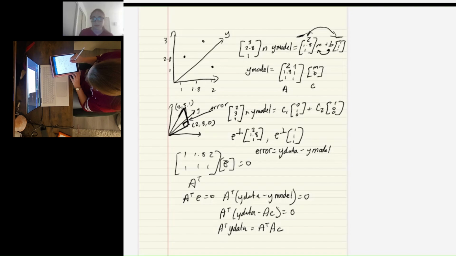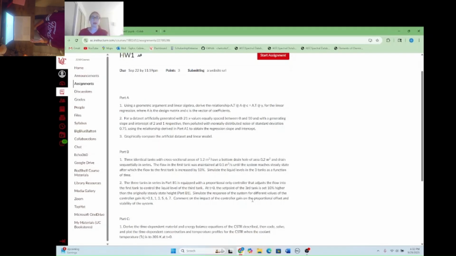Hello, I'm Gabrielle. I'm going to be doing homework part A, parts 2 and 3. It says from the data set artificially generated with 21 x values equally spaced between 0 and 10, generating with a slope and an intercept of 2 and 1 respectively, and then populating a normal distribution noise with a standard deviation of 0.75, using the relationship derived in part A1 to obtain the regression slope and intercept. And then we're going to graphically compare the artificial data set to the linear model.